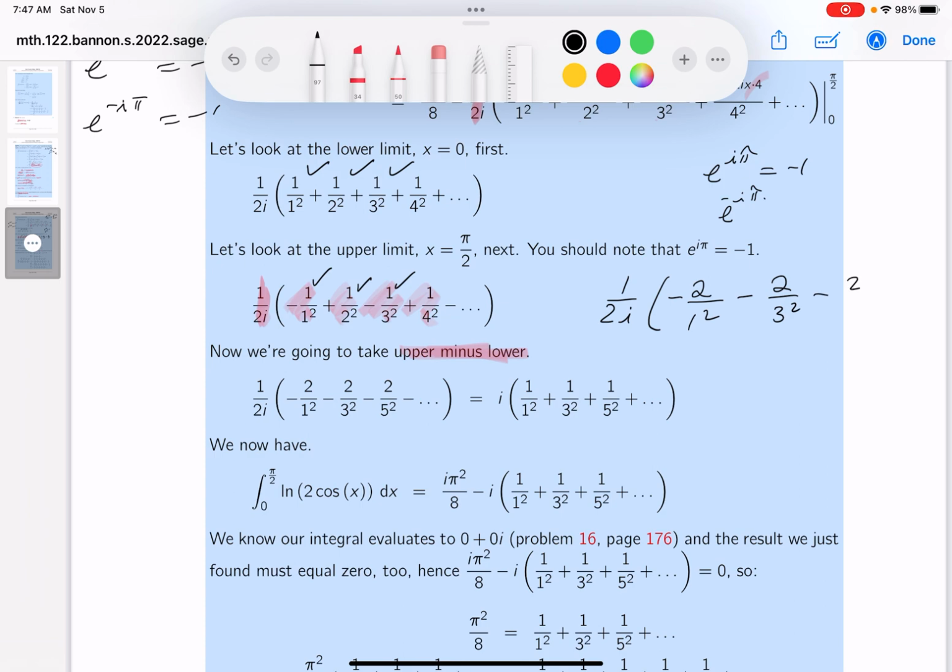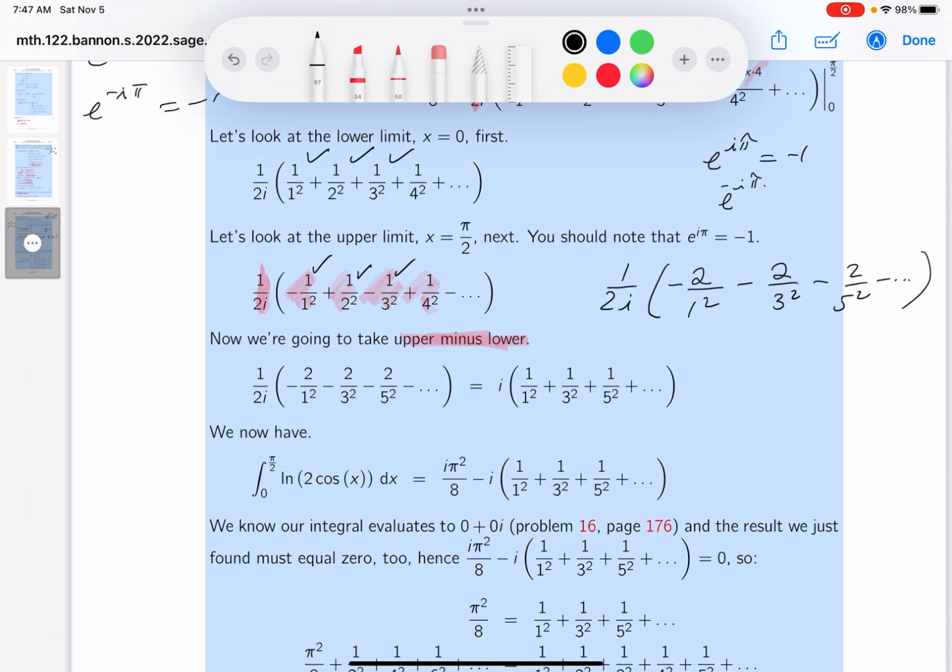And then you get minus 2 over 5 squared minus yada, yada, yada. All right? Now, certainly looking at it, the one thing I want to do is factor out the minus 2. So if I do that, what would you get? You would get minus 2 over 2i, and then you would get 1 over 1 squared plus 1 over 3 squared plus 1 over 5 squared plus yada, yada, yada.